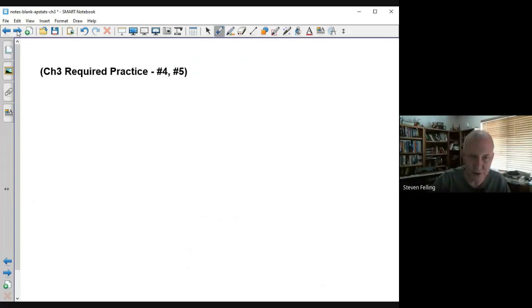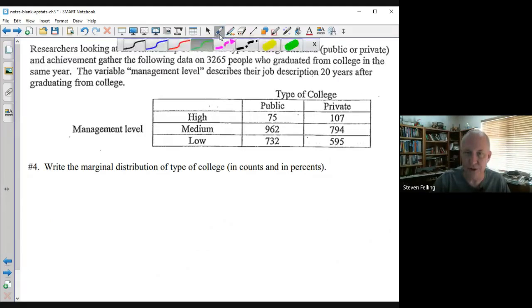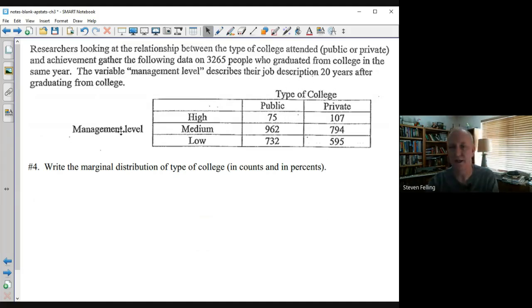Okay, so hopefully you've done this. This is problem number 4. They gave a set of distribution here. Researchers looking at the relationship between the type of college attended, so you could either have attended a public college or a private college. That's a categorical variable for type of college, right? And then there's another variable, management level. How far did they get in their management level after 20 years after they graduated college, high, medium, or low? So another categorical variable. We don't have the totals here, right?